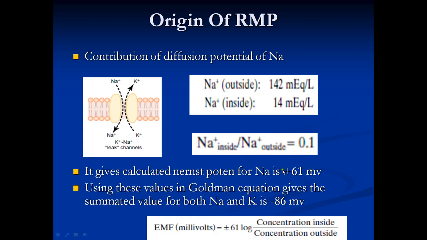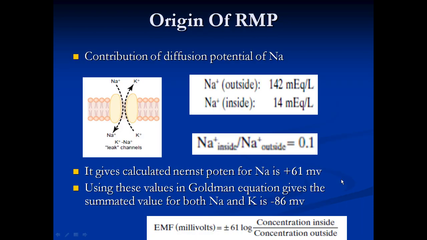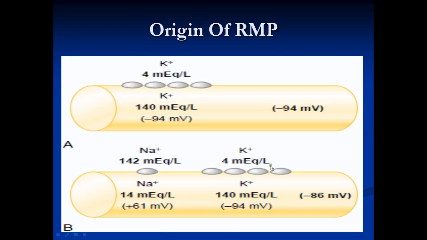The Nernst potential for sodium is plus 61 millivolts. The Nernst potential for the potassium is minus 94 millivolts. The same is shown here: contribution of the potassium minus 94, contribution of the sodium plus 61.